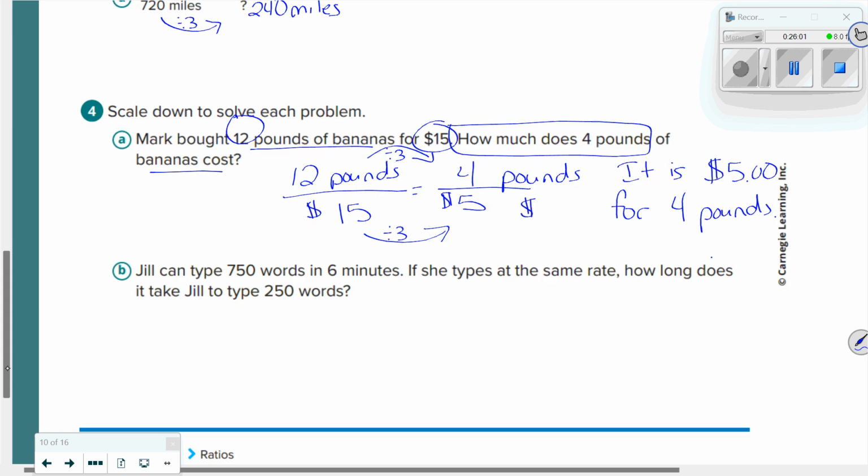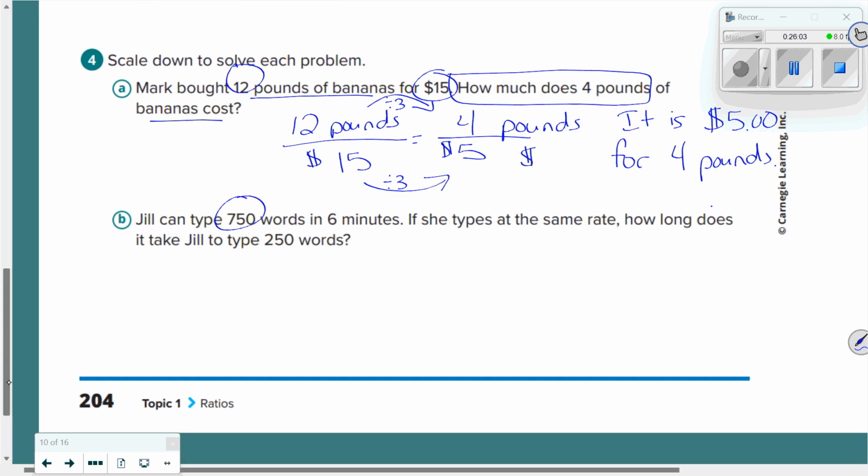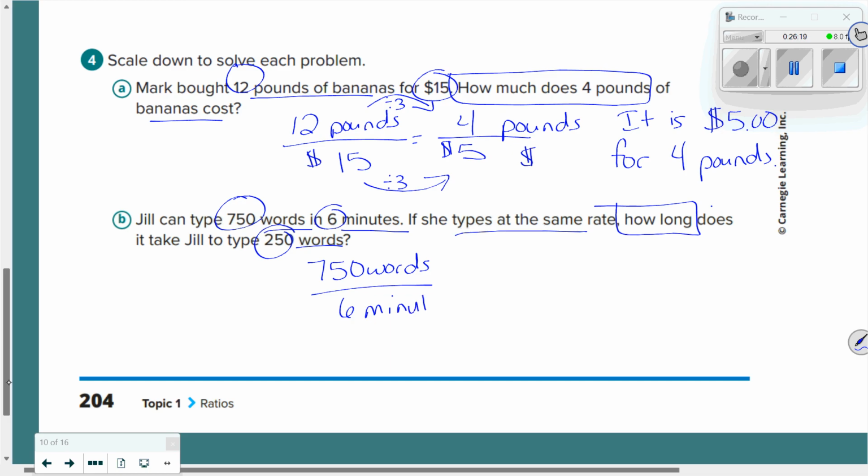And B, Jill can type 750 words in 6 minutes. If she types at the same rate, how long does it take her to type 250 words? So I know I have 750 words in 6 minutes. Just rewriting it as a fraction, and I know I'm still talking about words in minutes.